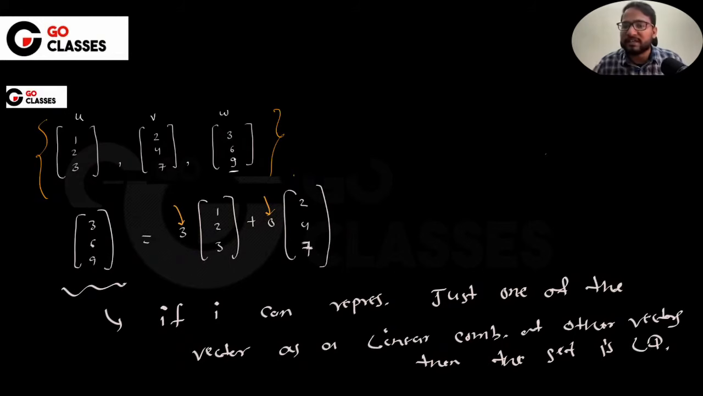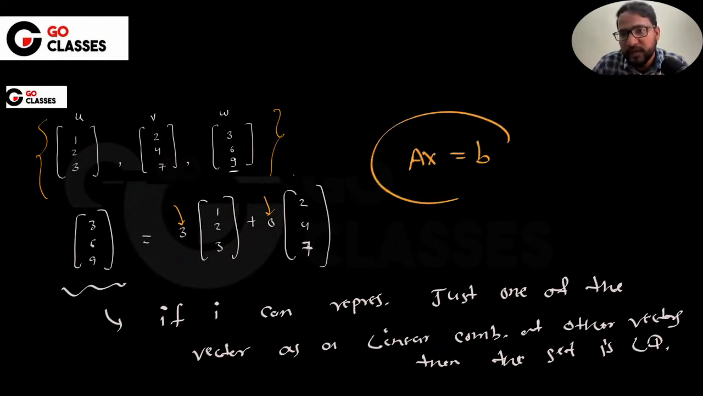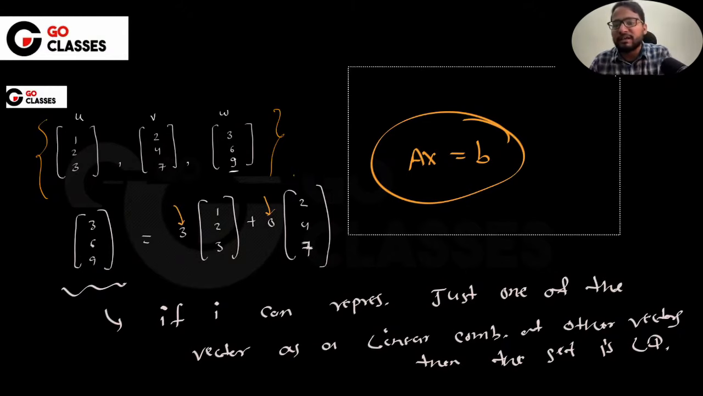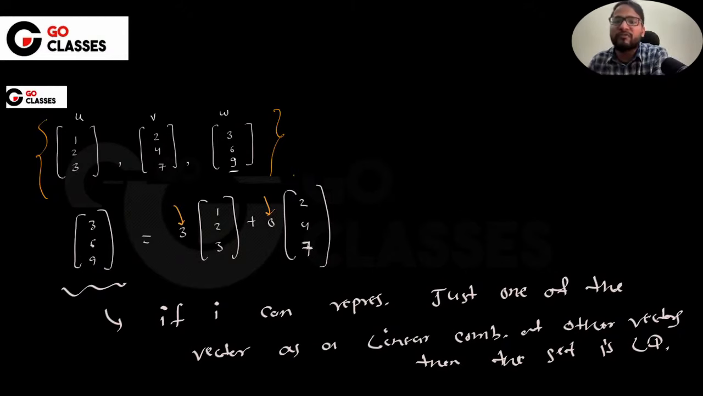I will relate all of these concepts to one very popular, very important thing in linear algebra in the GATE syllabus, which is AX equal to B. Once you understand this linear combination of the vectors, then AX equal to B will be just a cakewalk for you. This is just a byproduct, just using the fundamental things which are here. So let me know if this definition is making a little sense to you or not.